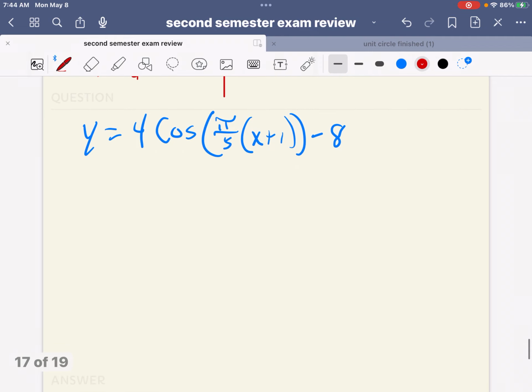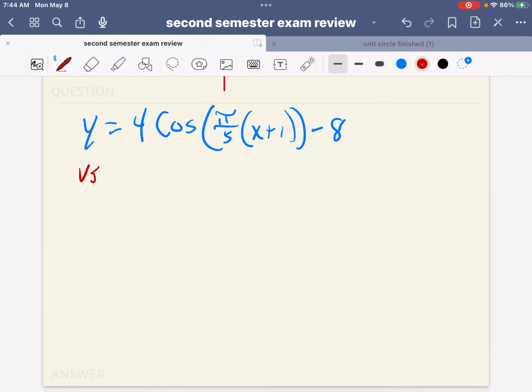Okay, let's try this one. The vertical shift is negative 8. The amplitude is 4. The period is 2 pi divided by pi over 5. That would be 10. This time it's okay to say that the phase shift is to the left 1.